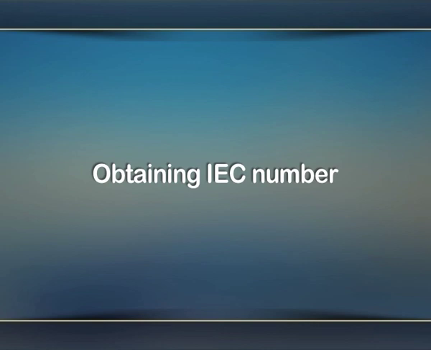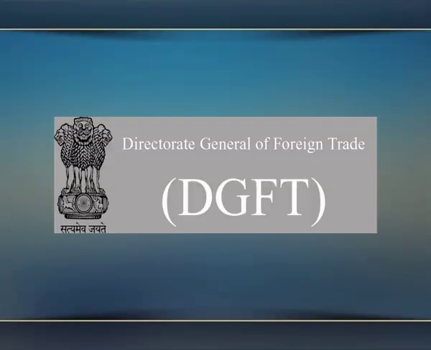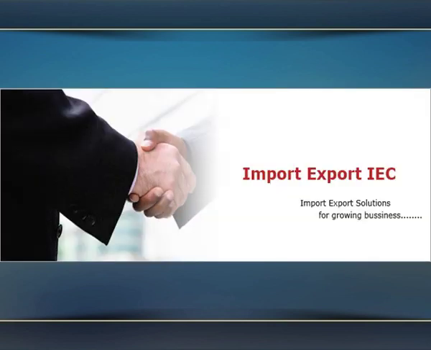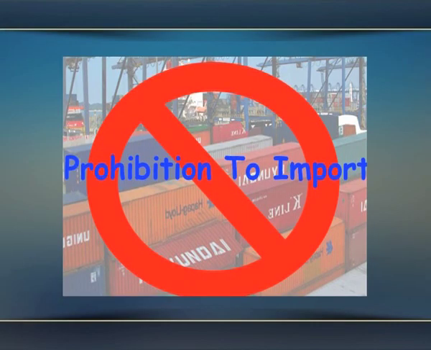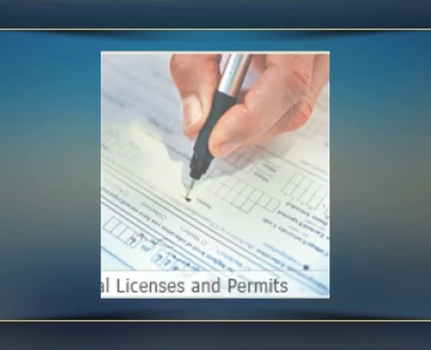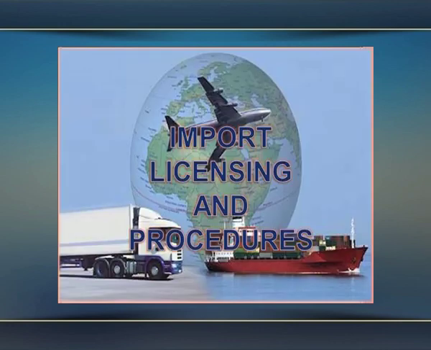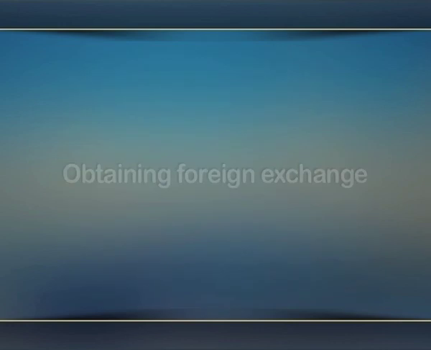Obtaining IEC number. It is obligatory for every importer to register themselves with Directorate General of Foreign Trade, that is DGFT, and to obtain Import-Export, that is IEC number. Obtaining import license. If the item to be imported falls under prohibited list, then such items cannot be imported. If it falls under restricted list, then necessary clearance must be obtained from appropriate licensing authority.